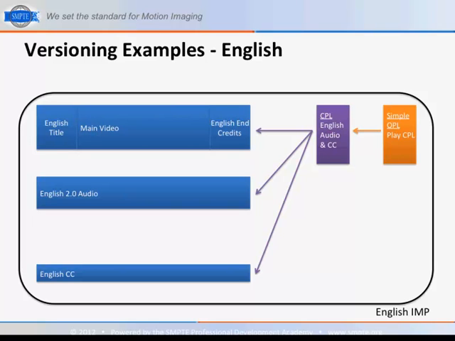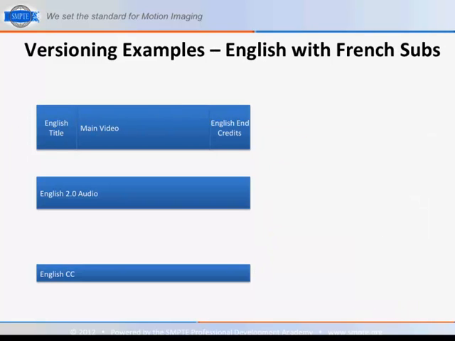So let's say we take these files and we send them off to someone downstream, like perhaps a Deluxe or a Technicolor, for them to service our files. All right, let's say now we have the English with the French subtitles.